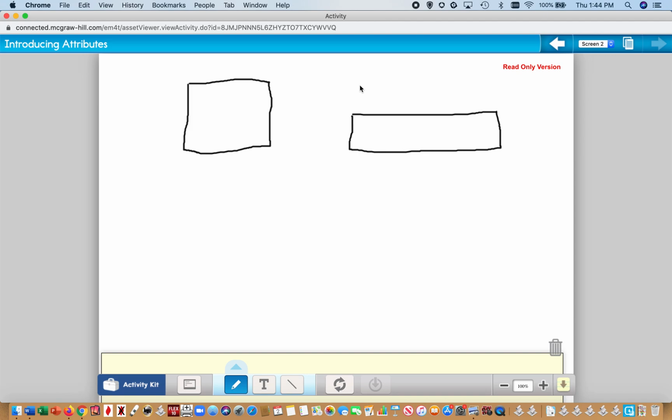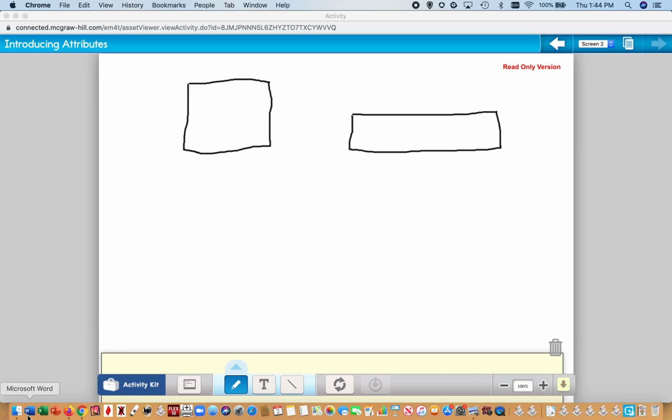So take a look at these shapes for just a second before we start our chart. We're going to make another chart with two columns. One column has defining attributes and one has non-defining. What attributes do both of these shapes have? What attributes do all rectangles have? And then what are some things that could make my shapes different from each other?